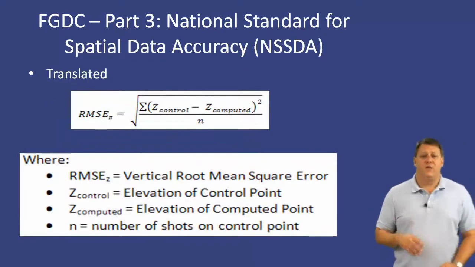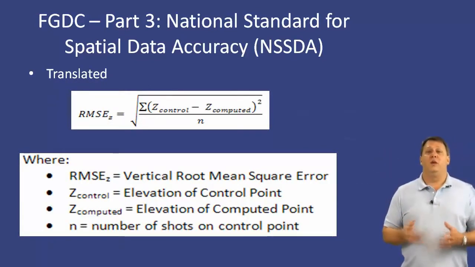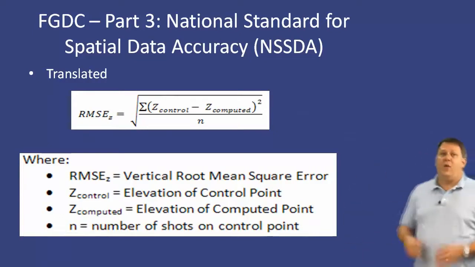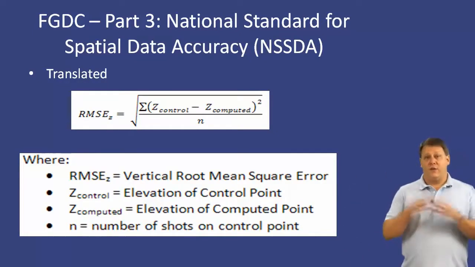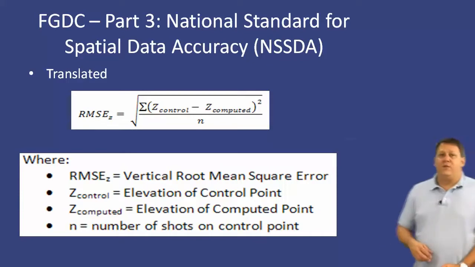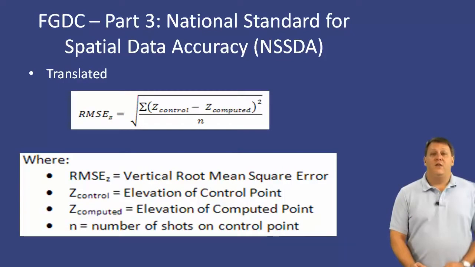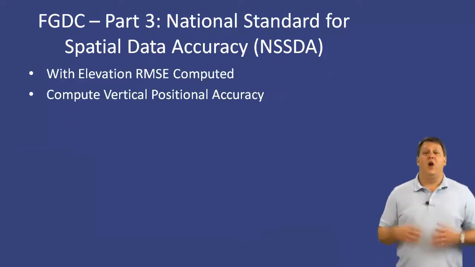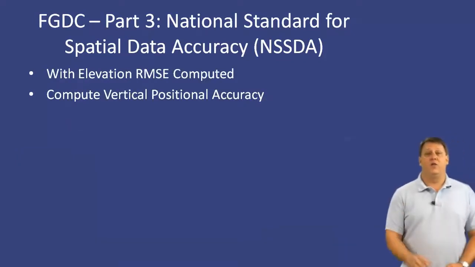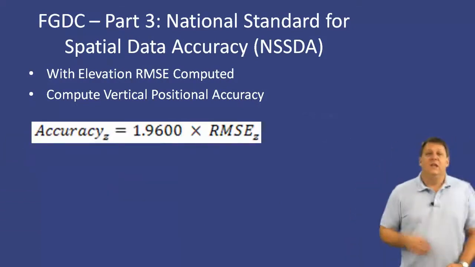To translate this to something we can better relate to, we'll take our vertical control point answers and subtract them from our check shot vertical answers. We've got to do this multiple times again. Take each one of those squared answers, add them together, divide by the number of times we shot that control point, and finally take the square root. With that answer computed, to compute our vertical positional accuracy, we'll take 1.96 times our root mean square error in the vertical.